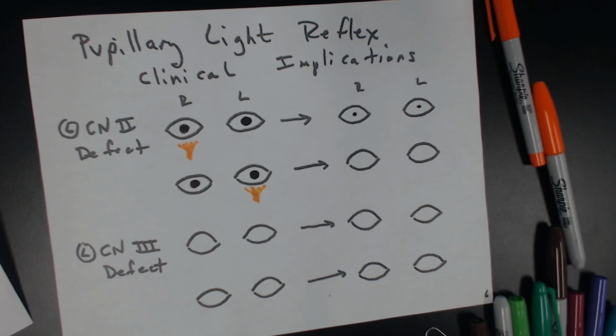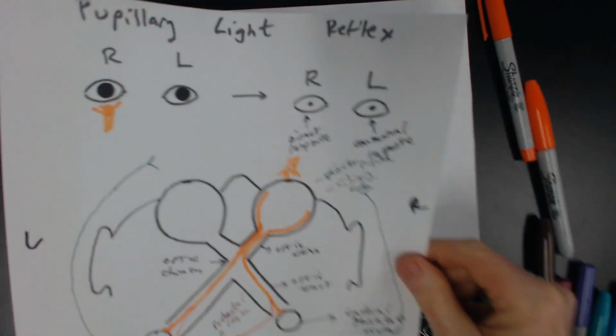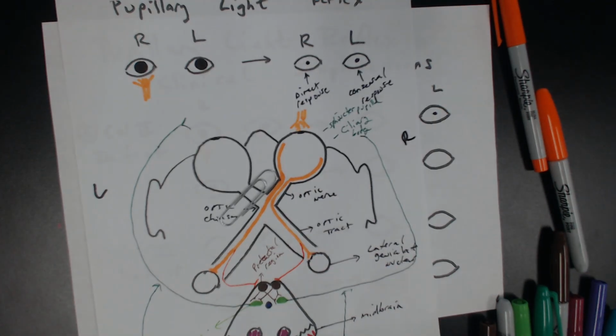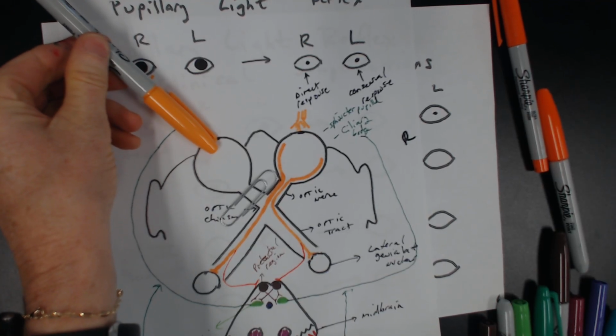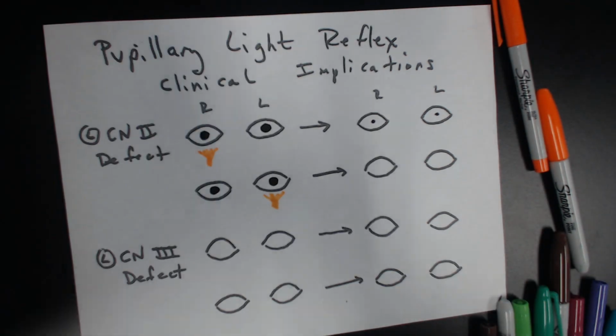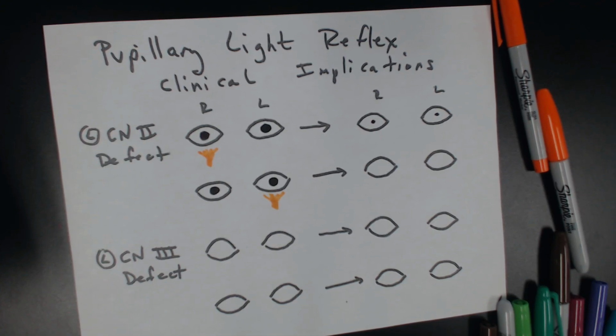What should happen? So here's my defect. My defect's right here, and this time I'm shining the flashlight in this eye. What would I expect to see as far as pupillary constriction? Anybody? No change. No change in pupillary constriction.